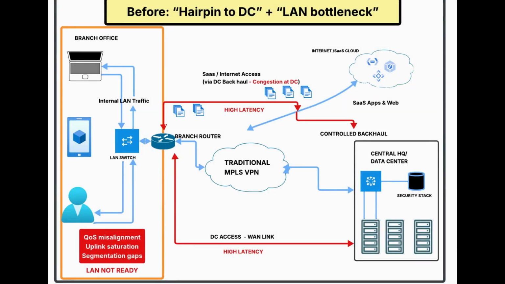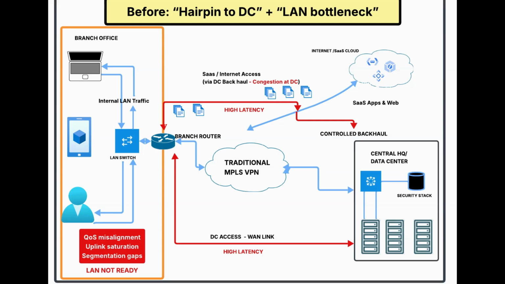Right. Here, on the left-hand side, you see a before state, like a traditional MPLS branch. Traffic from users hits the LAN switch, goes through the branch router, and backhauls to the data center through MPLS. SaaS and internet traffic takes the same path. Everything happens through the DC, with high latency on both the DC access link and the SaaS path.